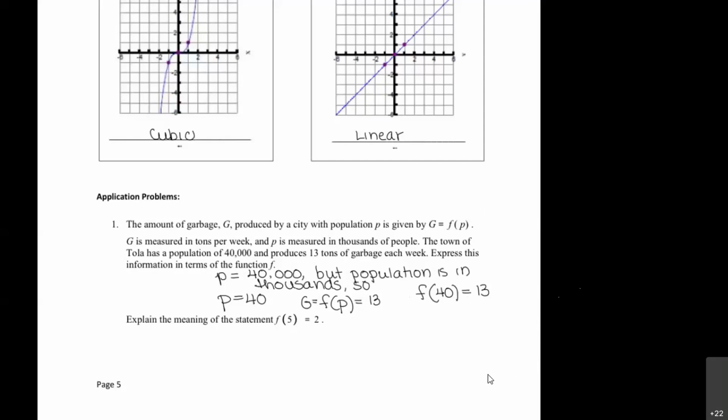Anybody have any ideas? You can start out this way: When the population of Tola is... start it out like that. When the population of Tola is what? Where's your population value? Great. When the population is 5,000, the city produces 2 tons of garbage per week.